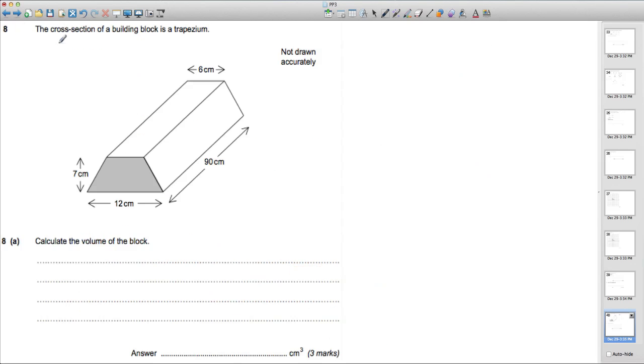Question 8. The cross-section of a building block is a trapezium. Calculate the volume. So the volume of a prism is the area of the surface times the depth. So let's work out the area of the trapezium. Area of trapezium is given in the formula booklet at the front. It's a half this distance plus this distance.